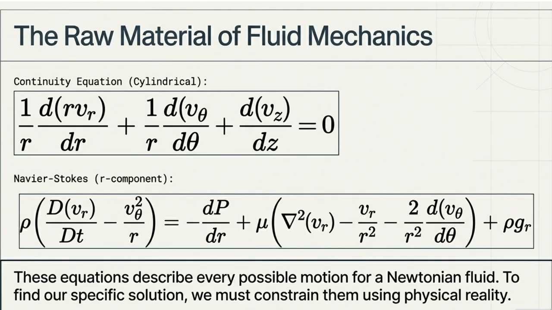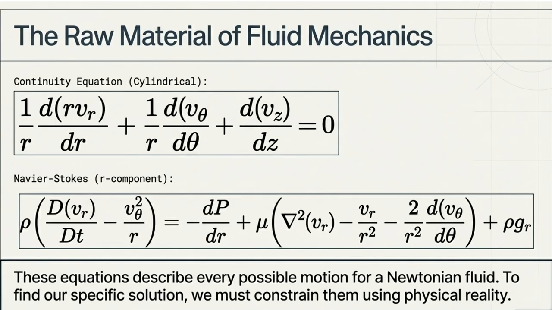is equal to 0. Also, we are going to use the Navier-Stokes equation, which is rho into dvr by dt minus v theta square by r is equal to minus dp by dr plus mu into del square vr minus vr by r square minus 2 by r square into dv theta by d theta, plus rho gr. This equation is used to describe every possible motion for a Newtonian fluid.